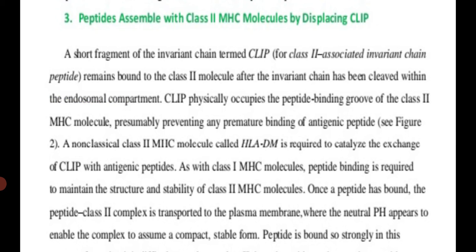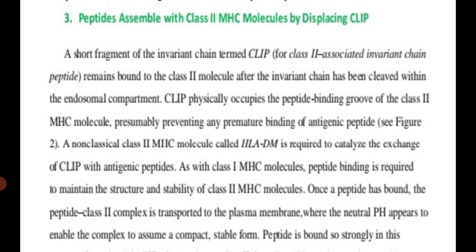CLIP, the class 2 associated invariant chain peptide, physically occupies the peptide binding groove of the class 2 molecule, and this prevents a premature binding of an antigenic peptide. A non-classical class 2 molecule, that is HLA-DM, is required to catalyze the exchange of CLIP with an antigenic peptide.